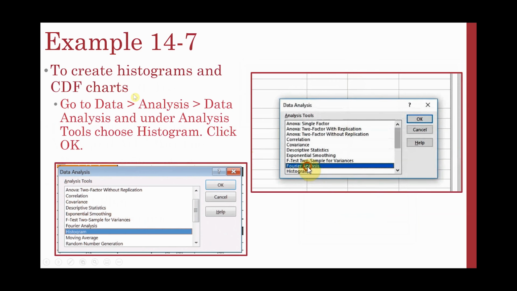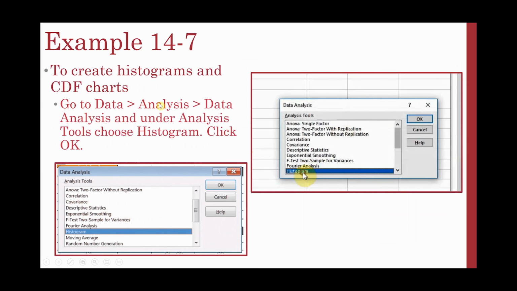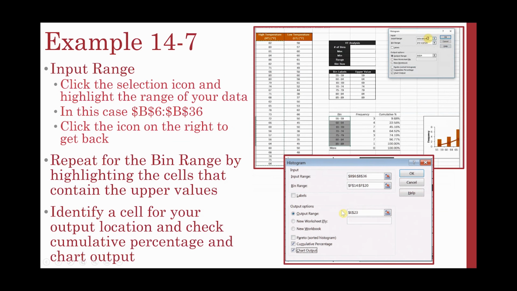To create the histogram and cumulative distribution function in the charts, we're going to go to data analysis, and under analysis, we're going to choose histogram. Once we choose histogram, it's going to open up a window where we can input the range. We can click the selection icon and highlight the data for a range. In this case, it's B6 to B36. And then we're going to click the back icon.